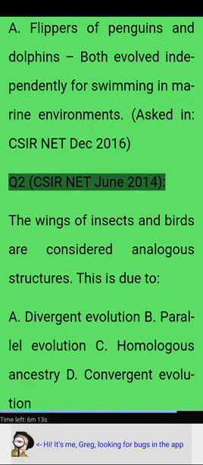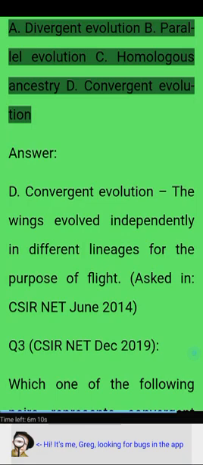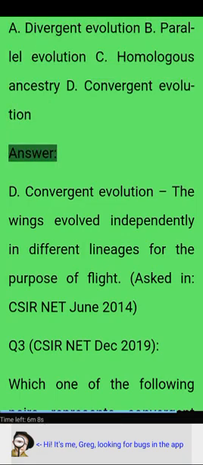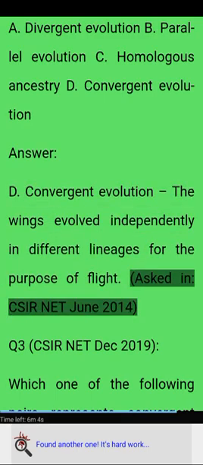Q2, CSIR NET June 2014. The wings of insects and birds are considered analogous structures. This is due to: A, divergent evolution; B, parallel evolution; C, homologous ancestry; D, convergent evolution. Answer: D, convergent evolution. The wings evolved independently in different lineages for the purpose of flight. Asked in CSIR NET June 2014.